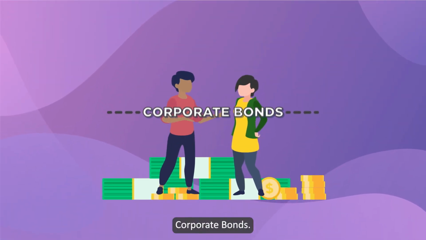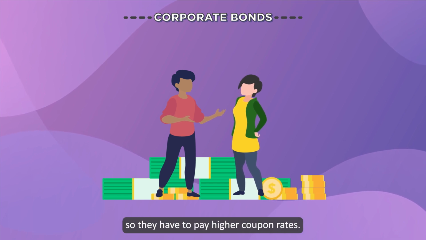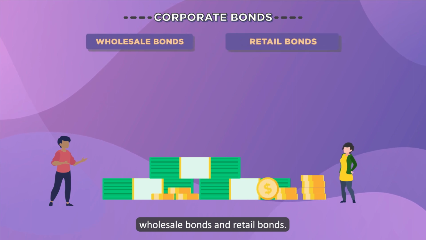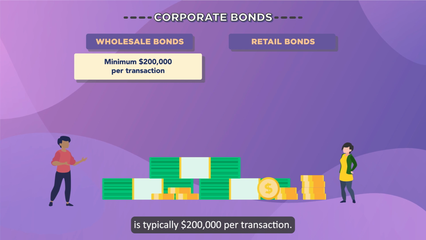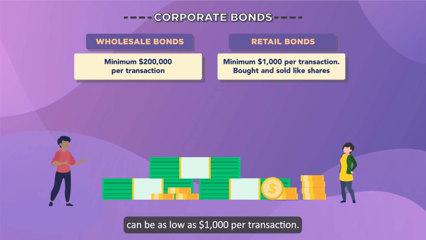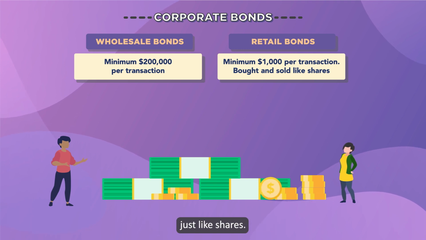Corporate bonds. As mentioned earlier, corporate bonds come with higher risk compared to government bonds, so they have to pay higher coupon rates. There are generally two types of corporate bonds: wholesale bonds and retail bonds. Wholesale bonds are sold to institutional and accredited investors, as the minimum is typically $200,000 per transaction. Retail bonds are sold to retail investors, and the minimum can be as low as $1,000 per transaction. Retail bonds are listed on the SGX, and you can buy and sell them just like shares.